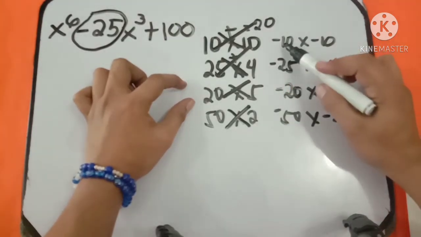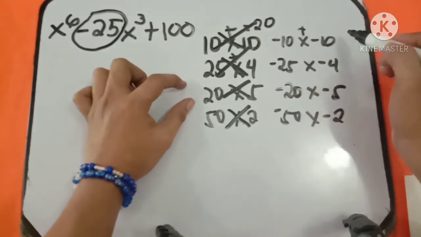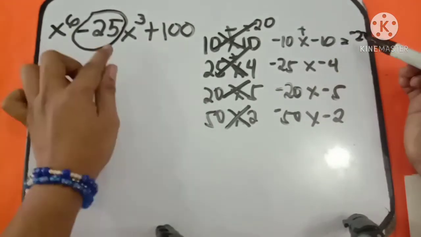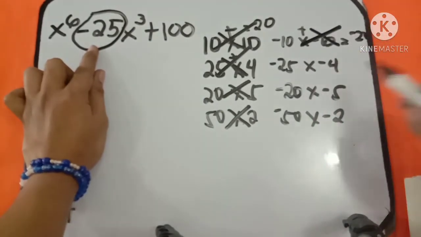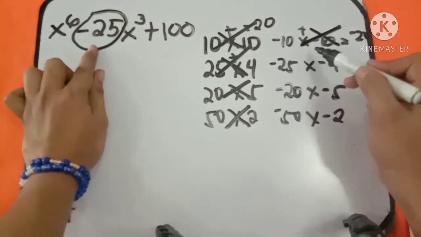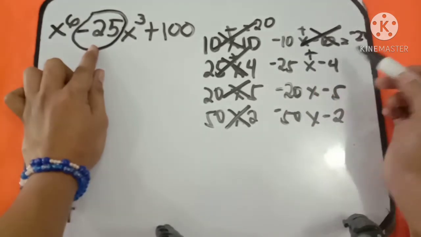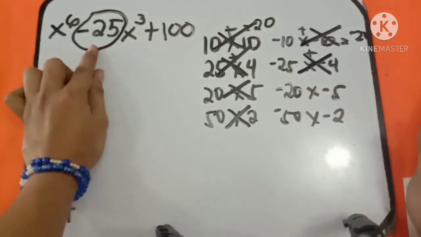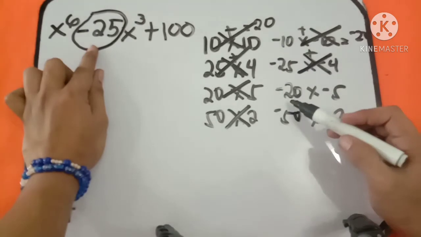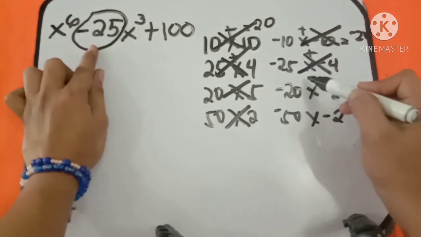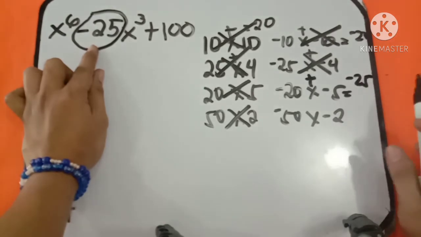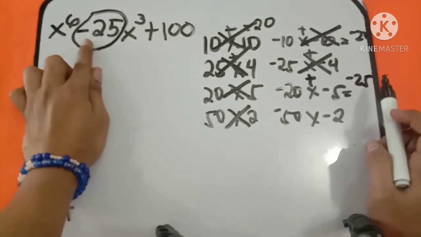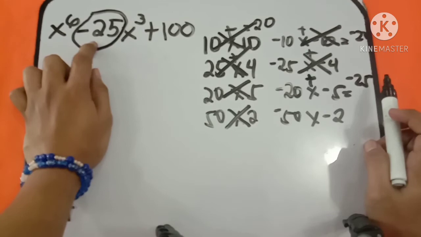How about this one? Negative 10 plus negative 10 is negative 20. But our target is negative 25, so we cross that one. Negative 25 plus negative 4 is negative 29, so automatically that is not the required one. Negative 20 plus negative 5 is negative 25. Negative 25 is equal to negative 25, our coefficient here.